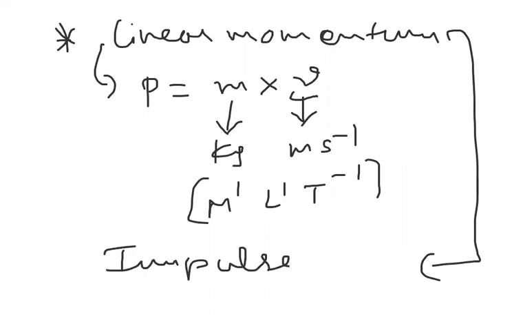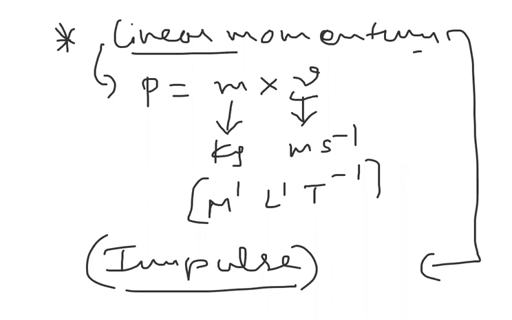Impulse is nothing but change in linear momentum. Change in linear momentum is also momentum. So for impulse or linear momentum, we can write the dimensional formula as M1 L1 T power minus 1.